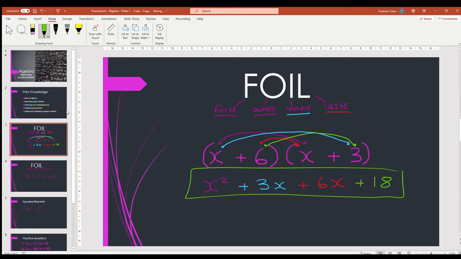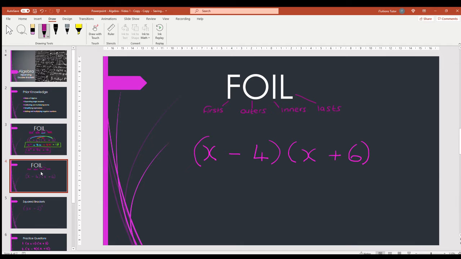We will now simplify this expression. The x squared will stay the same because we don't have any other like terms to add to. 3x plus 6x is the same as 3 multiplied by x plus 6 multiplied by x, which is 9 multiplied by x. The 18 will also stay the same because we don't have any other like terms. And this is a simplified expression.